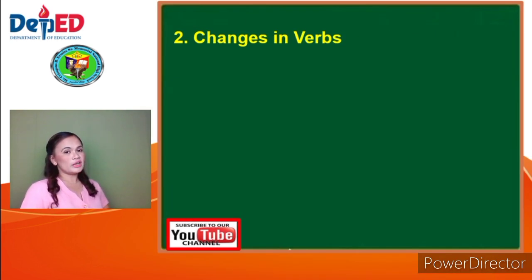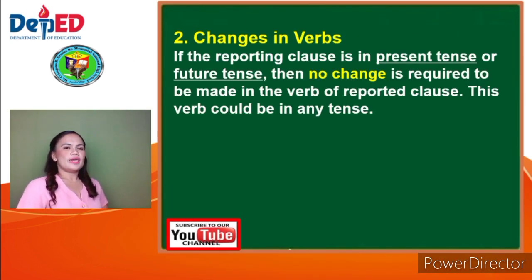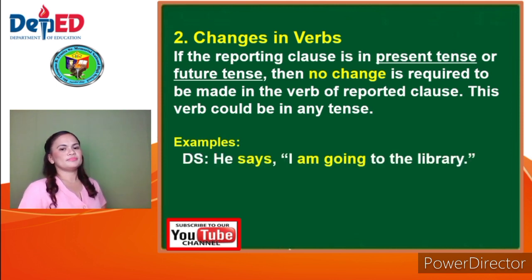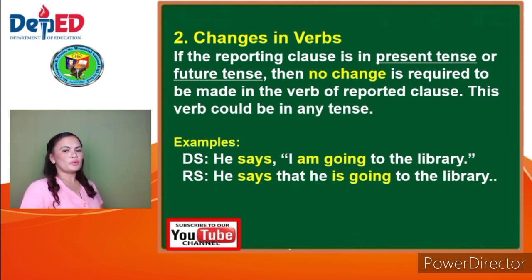Number 2: Changes in verbs. If the reporting verb is in present tense or future tense, then no change is required in the verb of the reported clause. This verb could be in any tense. Example. Direct speech: He says, "I am going to the library." Reported speech: He says that he is going to the library.